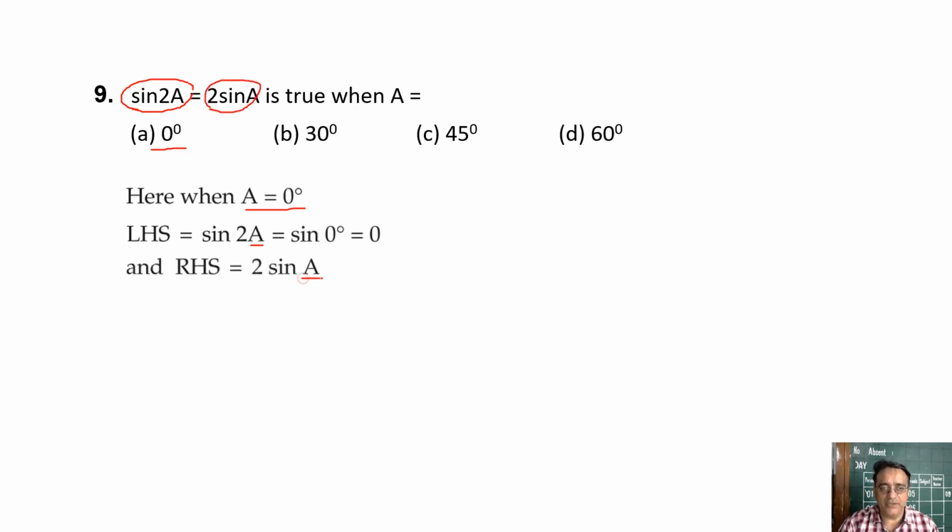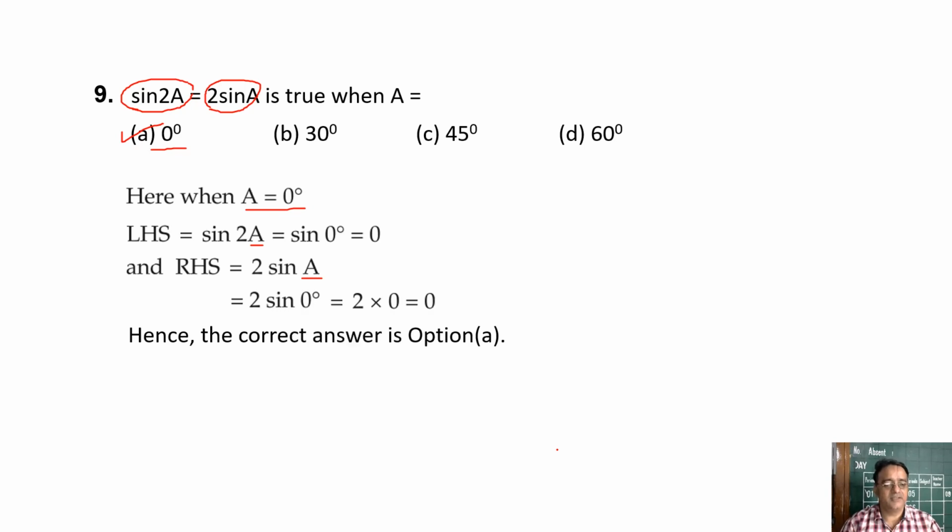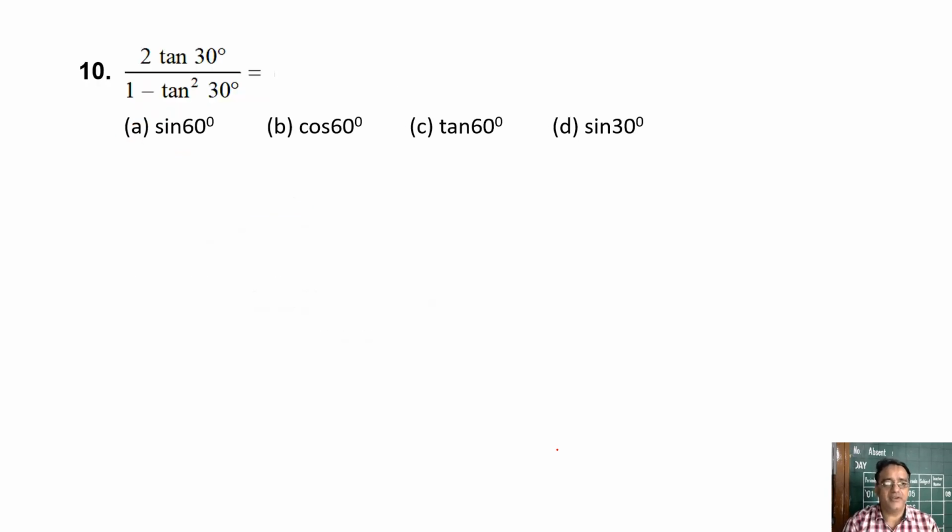Now we'll take the RHS, that is 2 sin A. Here we will substitute the value 0, so 2 sin 0 degree. Again sin 0 is 0, so 2 into 0 is 0. So that means the correct option is A. So this is the 9th question. Now 10th question. The 10th question is similar to the 8th question what we did right now.